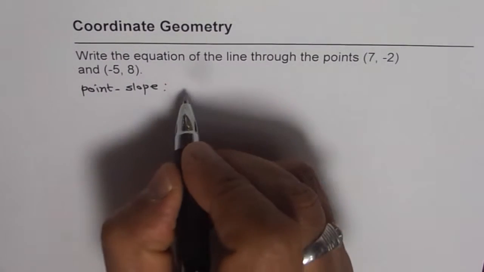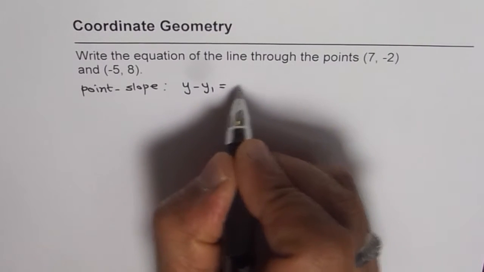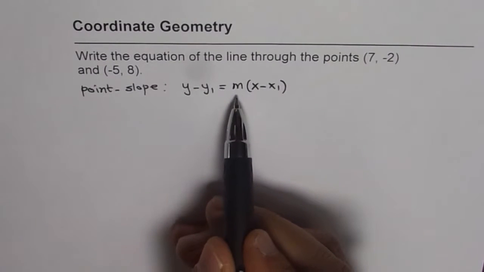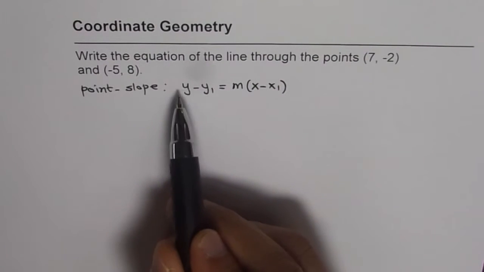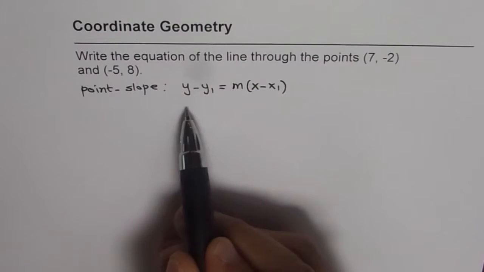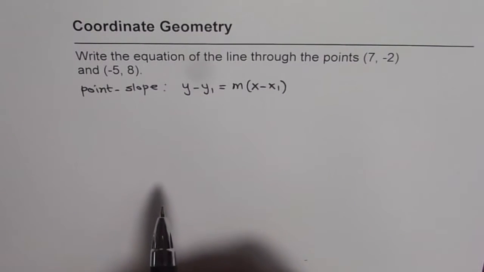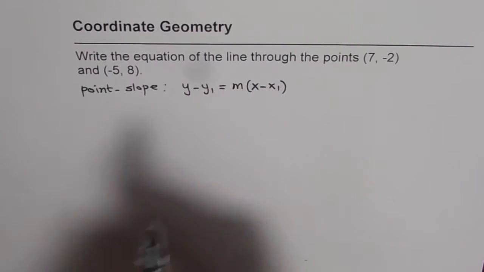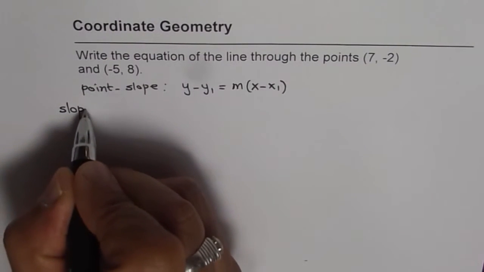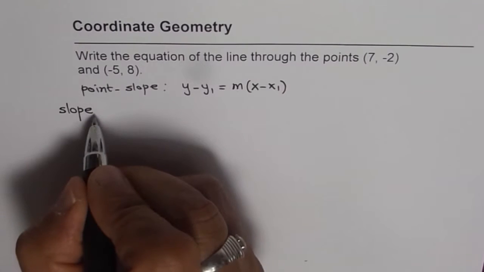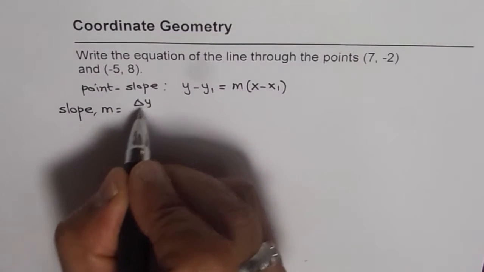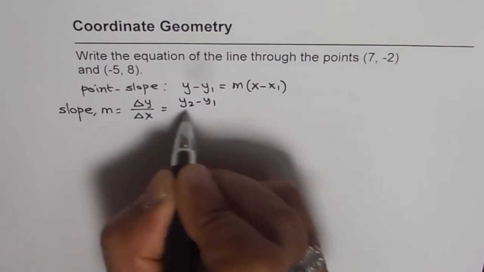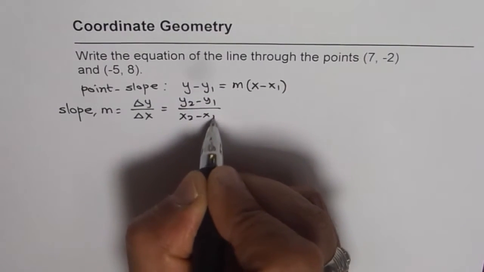The equation in point-slope form is y minus y1 equals m times x minus x1. I hope you remember slope is y2 minus y1 divided by x2 minus x1, right? When you rearrange, you get this equation. So to find the equation, we need to first find the slope, m. Slope is change in y value over change in x value. Let's say delta y over delta x, or y2 minus y1 divided by x2 minus x1.